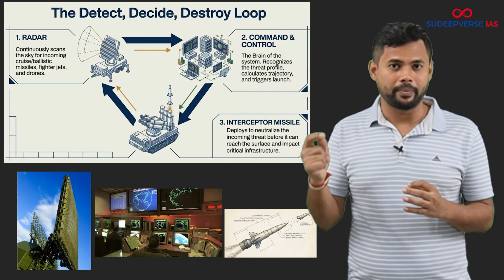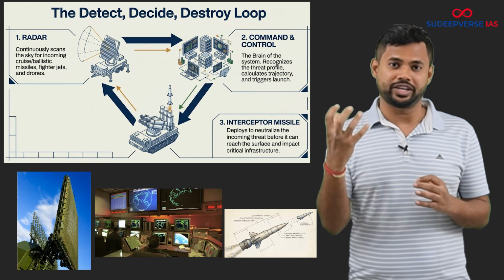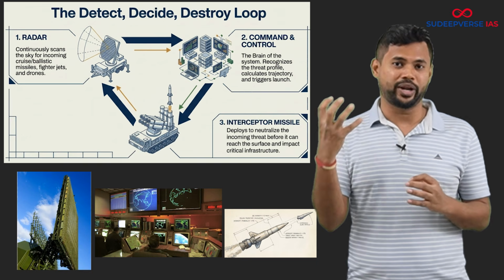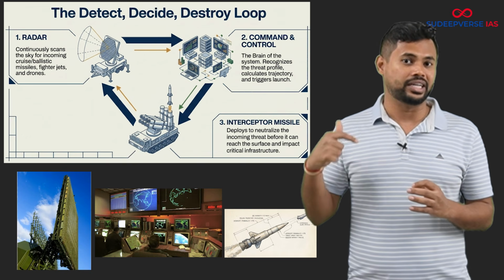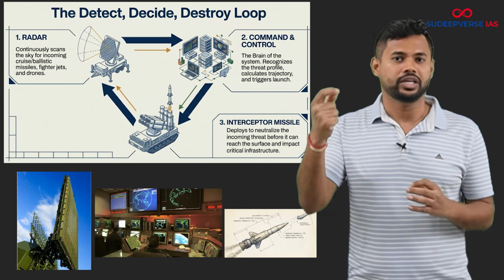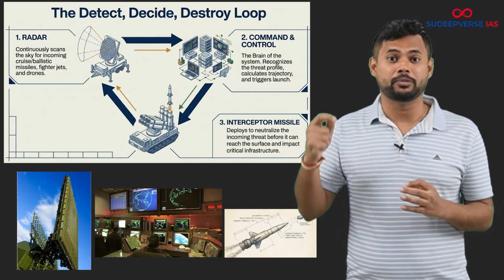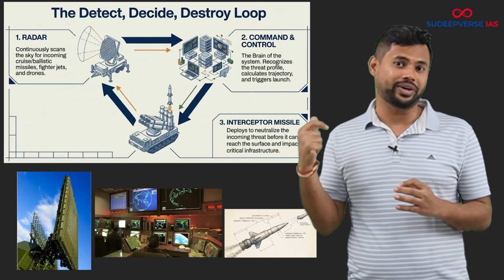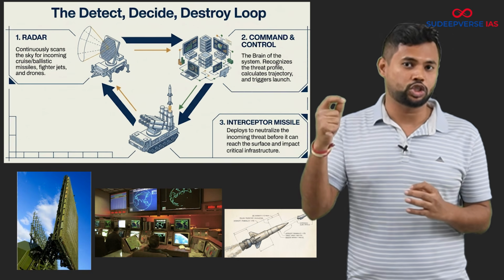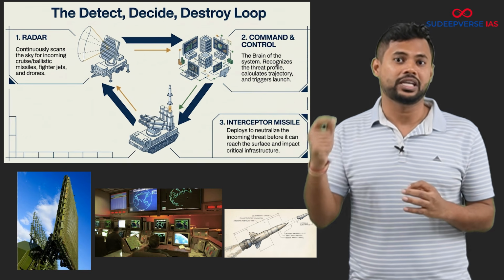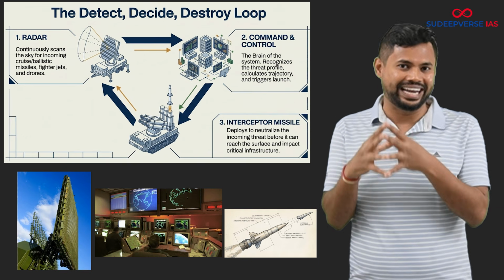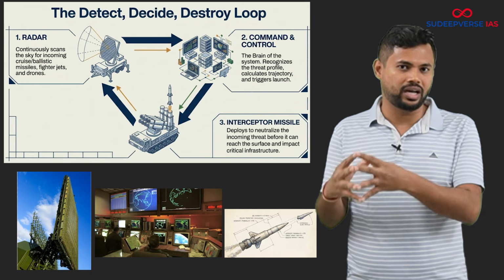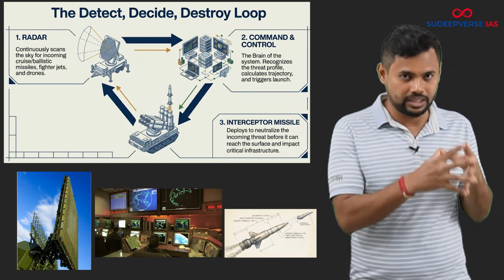The second component is the command and control structure, which is the central core of any air defense system, or the brain of any air defense system. It is the one that recognizes the incoming aerial threat and then triggers the interceptor missile to go and destroy the incoming threat. And the third is the interceptor missile itself. It is this missile that can go and intercept the incoming aerial threat and destroy it even before it reaches the surface and affects the people or any critical infrastructure of a country. So you understood that in an air defense system there are three components: the radar, the command and control structure, and the interceptor missile.